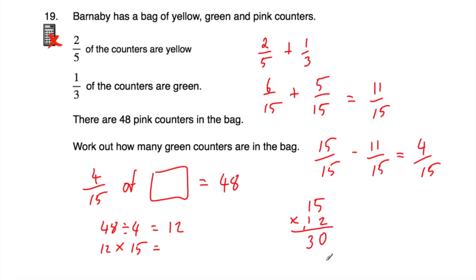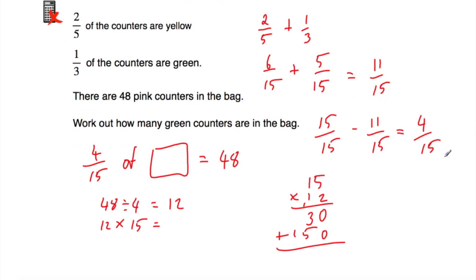Now we're going to times 15 by 10, so put a 0 down. 1 times 5 is equal to 5, and 1 times 1 is equal to 1. And then if we add those together, 0 plus 0 is equal to 0, 3 plus 5 is equal to 8, and then we've just got our 1. So it's going to be 180. So there were 180 counters in the bag to begin with.